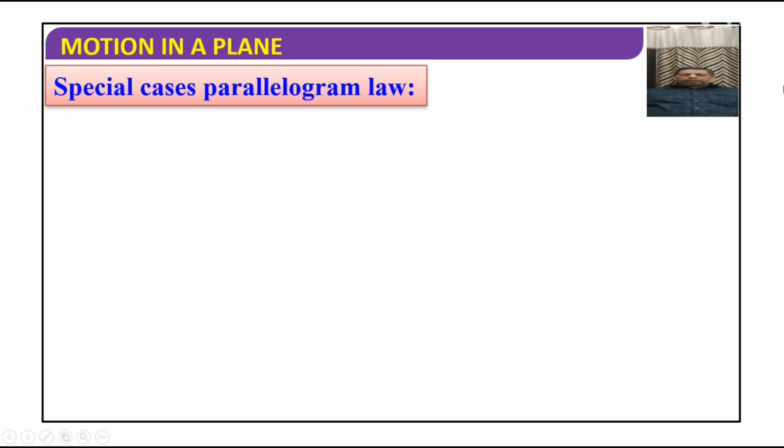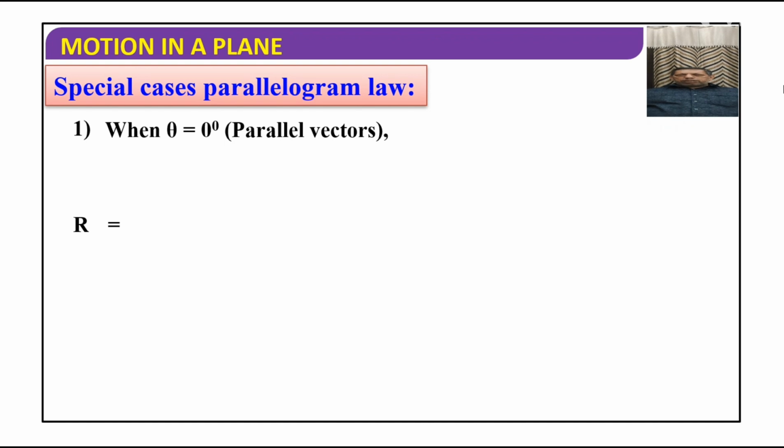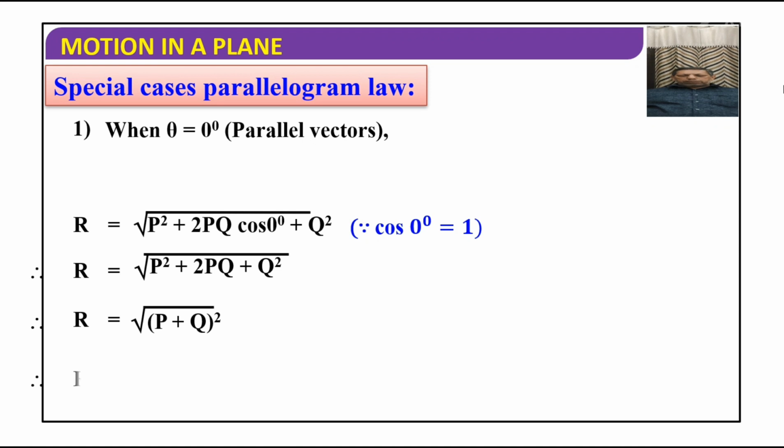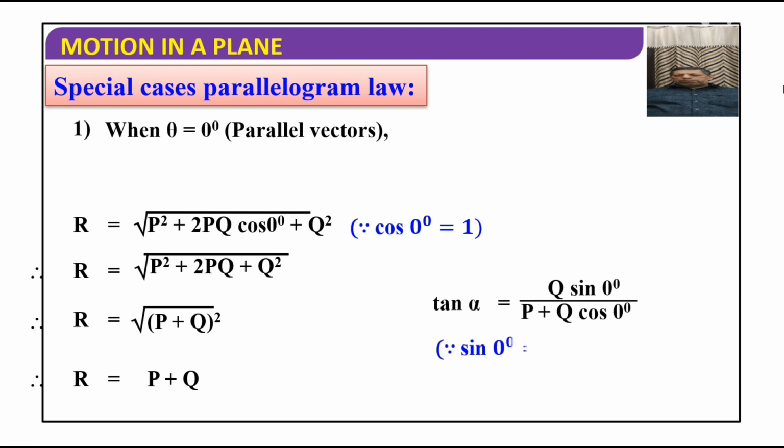Case number 1, when theta is equal to 0, parallel vectors. We know R is equal to square root of P square plus Q square plus 2PQ cos of theta. Theta is 0, cos 0 is 1, so R becomes square root of P square plus Q square plus 2PQ. R is equal to square root of P plus Q the whole square, so the square root cancels, and R is equal to P plus Q. Tan alpha becomes Q sin of 0 over P plus Q cos of 0. Cos 0 is 1, sin 0 is 0, so alpha becomes 0.